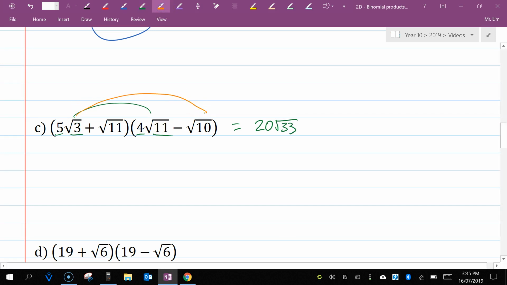Outside. We've got our minus, this imaginary 1 here. 5 times 1 is 5. Root 3 times root 10 is root 30. Inside. Imaginary 1 over here. 1 times 4 is 4. Root 11 times root 11 is actually 11. And 4 times 11 is 44. And last, root 11 times minus root 10 is minus root 110. No like terms here, that's our final answer.